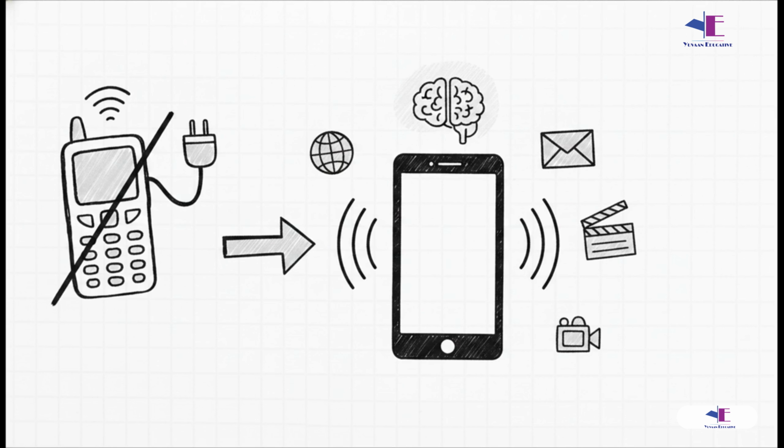And to manage all that heavy lifting, they run on robust operating systems. Think Google's Android, Apple's iOS, or Windows Mobile. Those systems act as the digital brain behind absolutely everything you see.